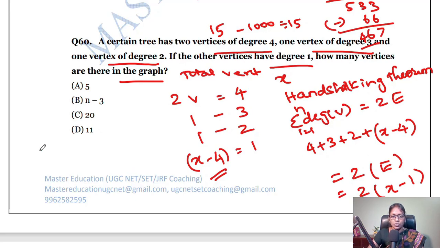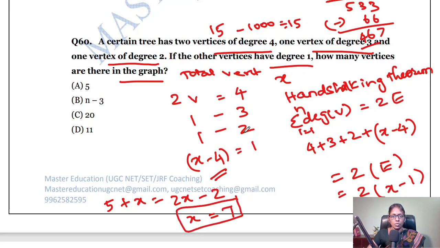So now you solve this equation. 4 plus 3, 7, 7 plus 2, 9, and 9 minus 4, 5, right? 5 plus x equal to 2x minus 2. If you take this 2 this side, 5 plus 2, 7. If you take this x this side, 2x minus x equal to x. So x value equal to 7.